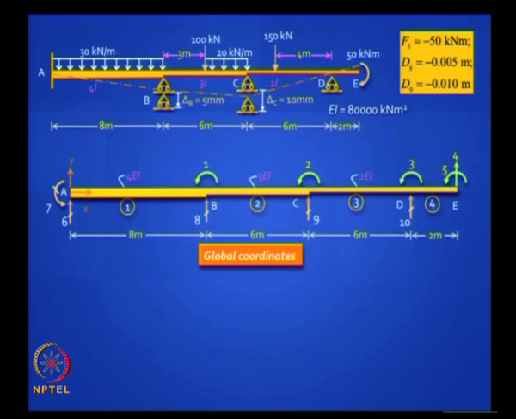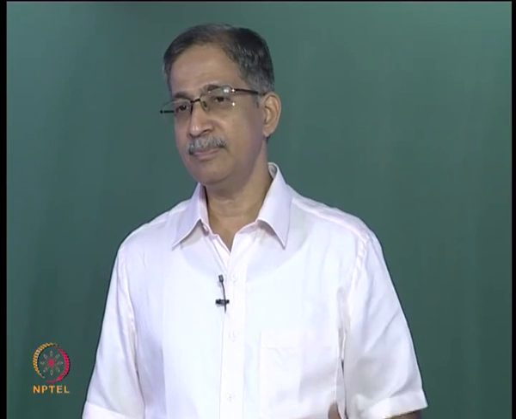You also have support settlements. So which coordinates are deflecting? 8 and 9, right? So D8 and D9 is respectively 5 mm and 10 mm downward, which means a negative sign. So after you write down, you identify the coordinates, you should summarize the input loading. There is some more loading on the structure, those are the distributed loads. The distributed loads you have to convert into fixed end forces.